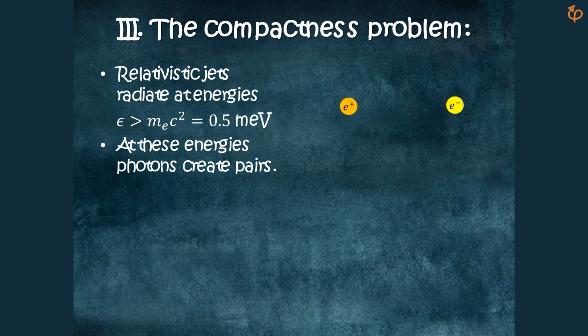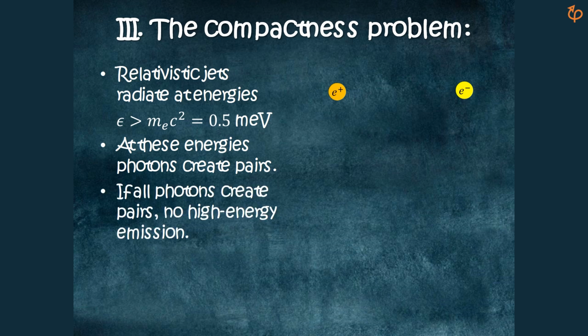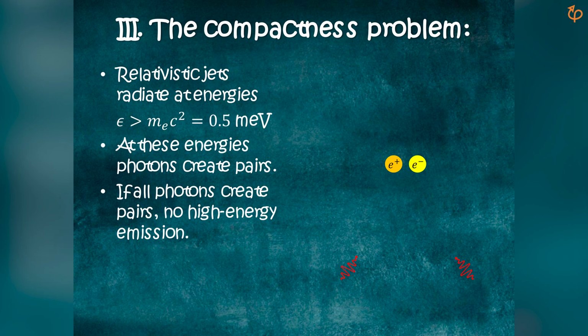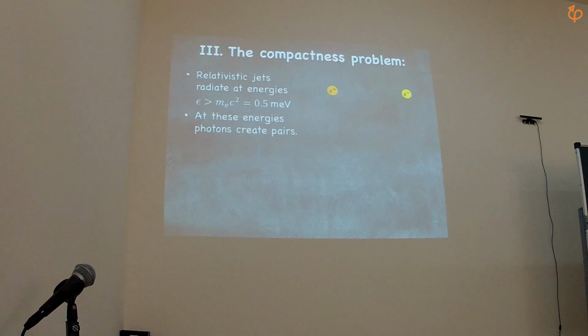Okay? There is another very, very important factor that comes from relativistic velocities, and we call that the compactness problem. This is the third relativistic property that I want to talk to you about. What is the compactness problem? The compactness problem comes out from the fact that the emission that we see coming from these jets, as I told you, is very high energy. Like the photons that we see, they have a typical energy of a few mega electron volt.